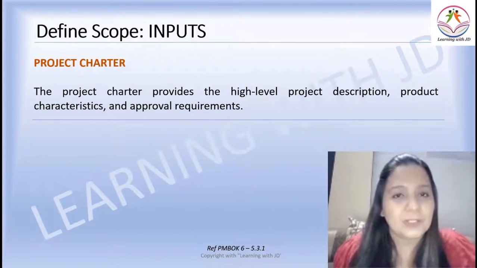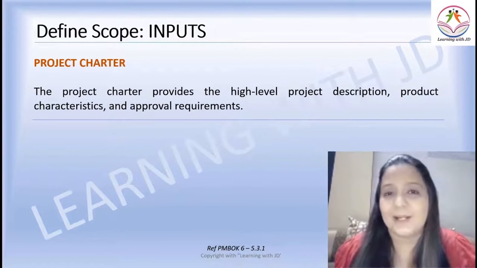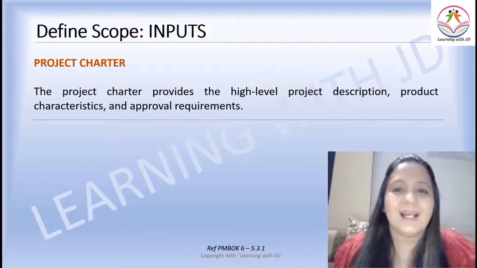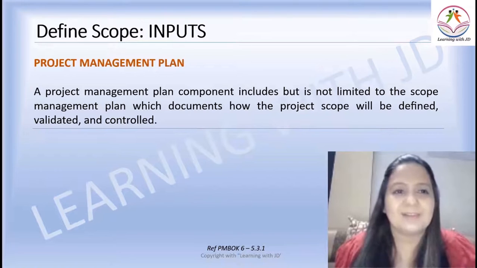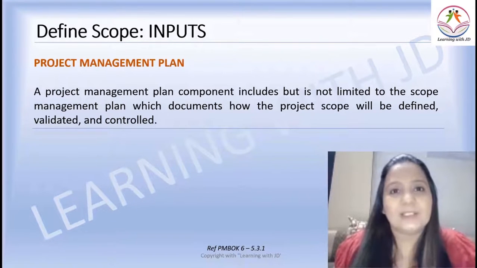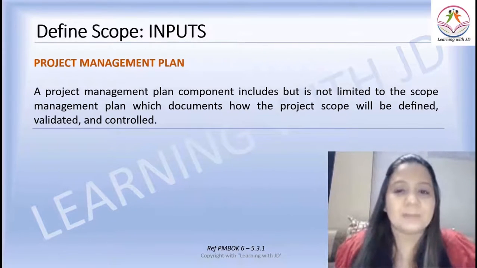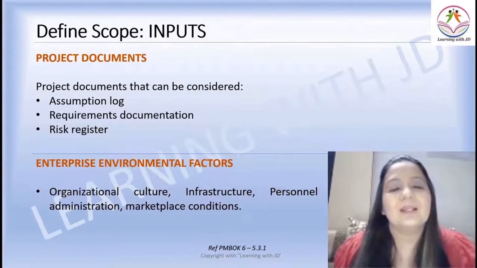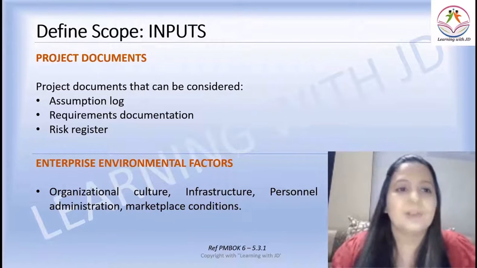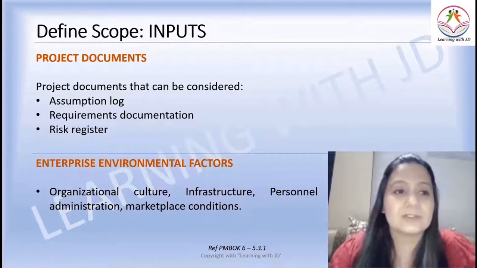What are the inputs that you need? You need the project charter. Why? We know because it has the high level project description. Then you need the project management plan. The project management plan includes all the subsidiary management plans, including the scope management plan. And you need your project documents because they have the assumption log, the risk register and the requirements documentation.